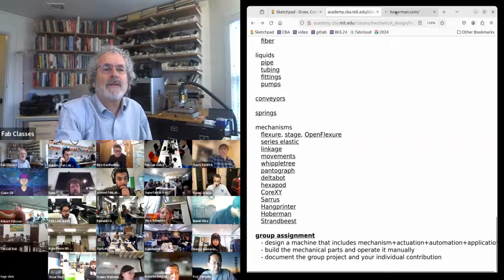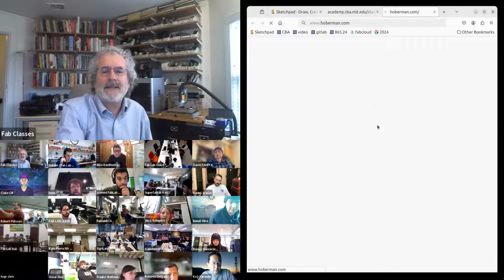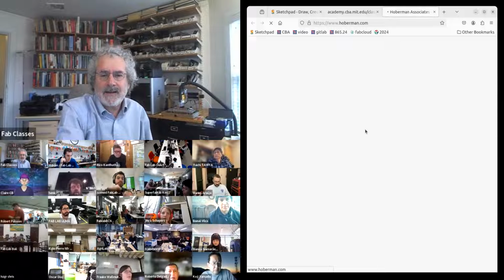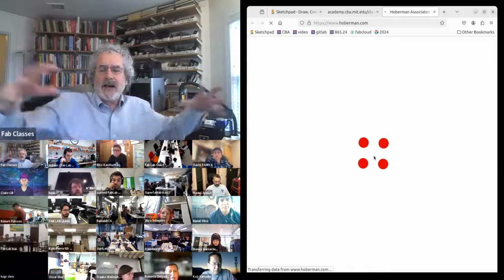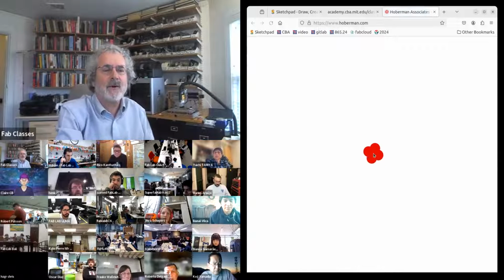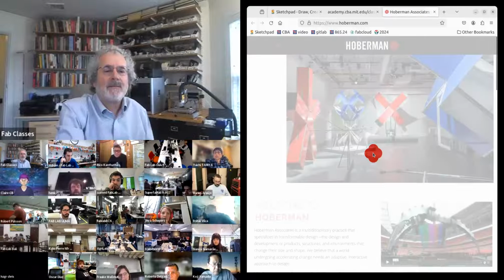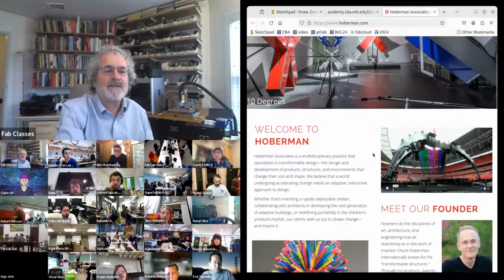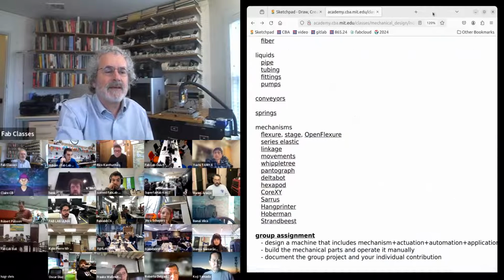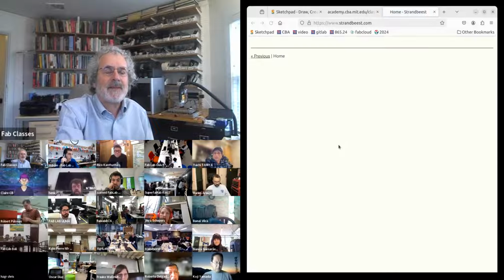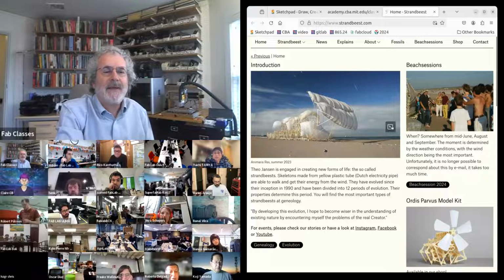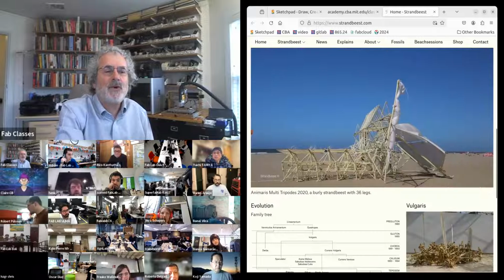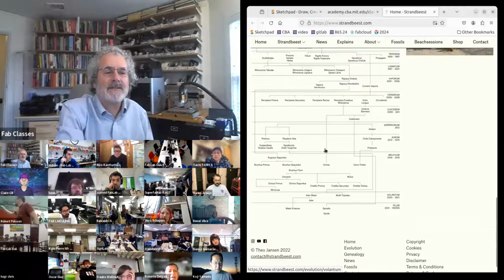Chuck Hoberman is one of the gods of mechanism design. A colleague who has designed mechanisms from little toys up to structures the size of buildings that fold and unfold. So he makes these gorgeous, massive mechanisms. And the other god of mechanism design makes Strand Beast. Theo Jansen makes these just unspeakably gorgeous walking mechanisms.